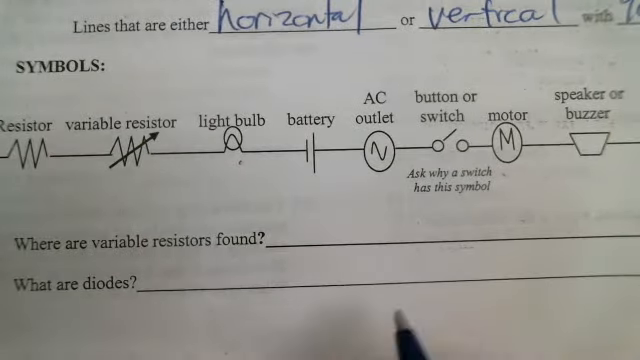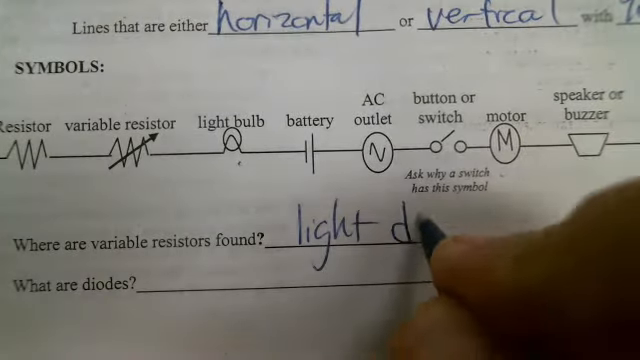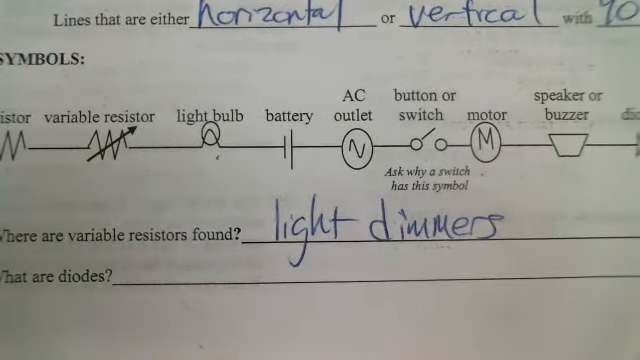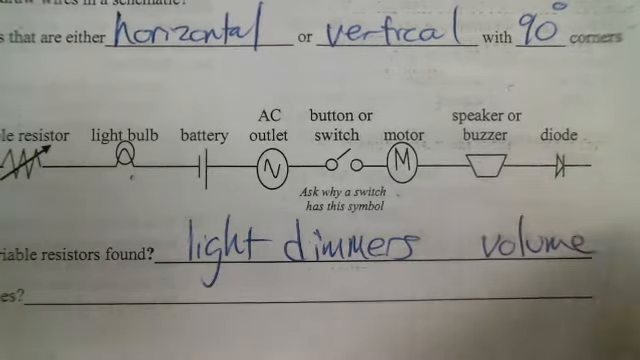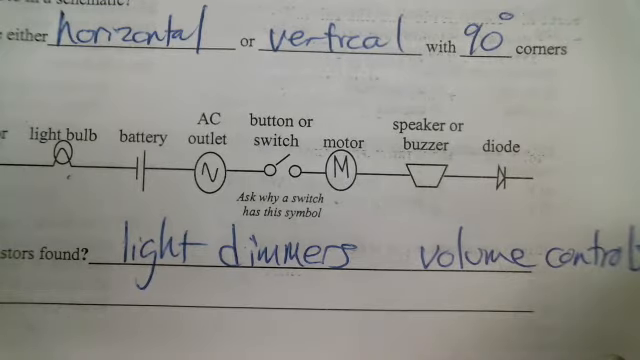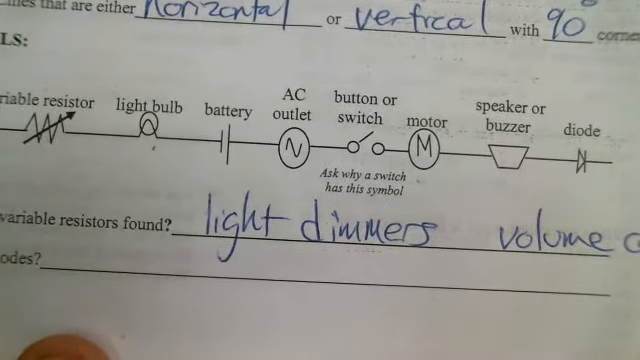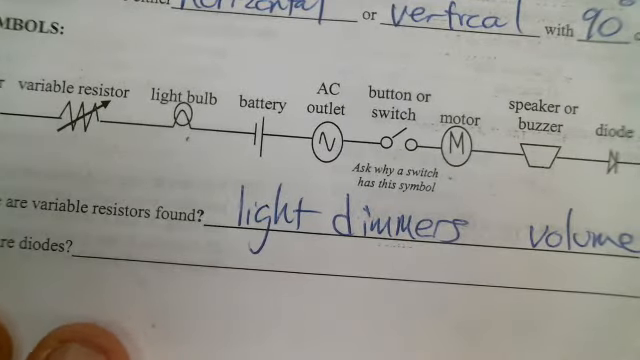Number 4, where are variable resistors found? This is in light dimmers. Some people have sliding switches to dim their lights. Other people have a turning or rotating knob. Either way. And you also have some volume controls, particularly the kind that have the twisting knobs. Those will be variable resistors. In terms of pressing a button to make it go higher and lower, I'm not exactly sure if that is going to be a variable resistor or a variable voltage.